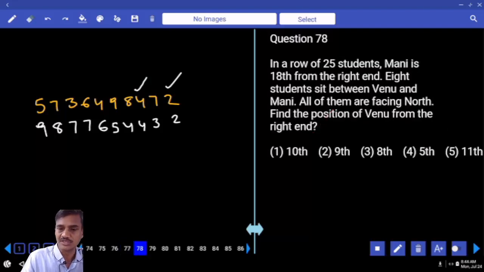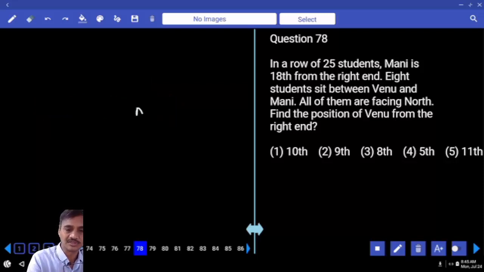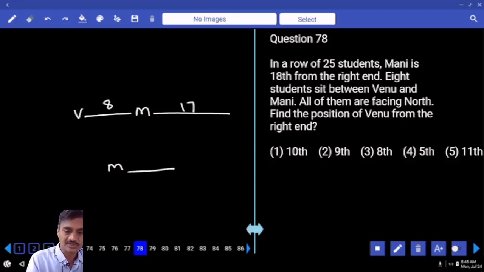Then 78, in a row of 25 students. Money is 18th from the right hand. Now this is Money who is 18th from the right hand, 17 plus 1, 18. 8 students are there between Money and Venu. Now between Money and Venu, there are exactly 8 students. That means Venu can be either on the left hand side or on the right hand side. Now if Money is here, between Money and Venu there are 8 persons. There are 17 persons to the right hand side of Money. 8 plus 1, 9 plus 8 is 17.